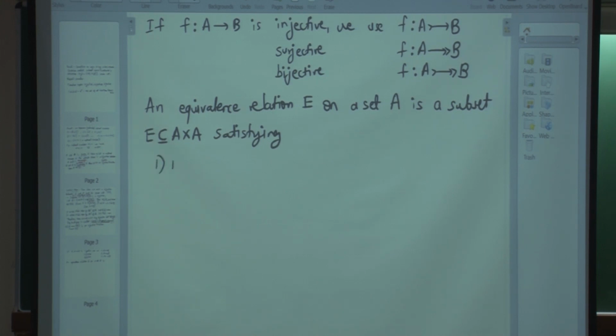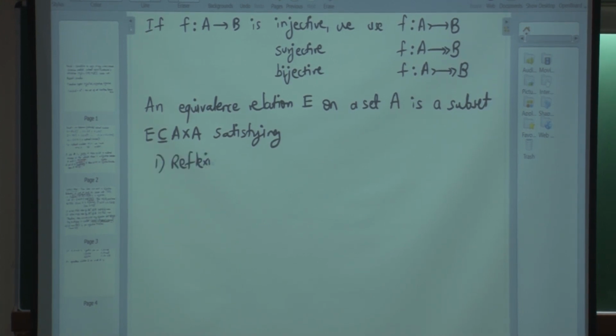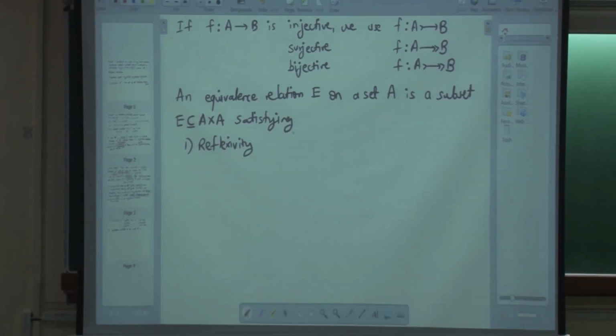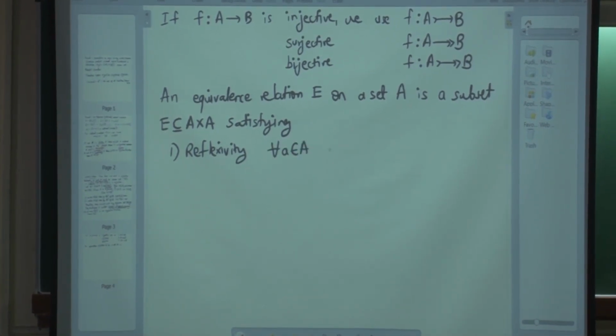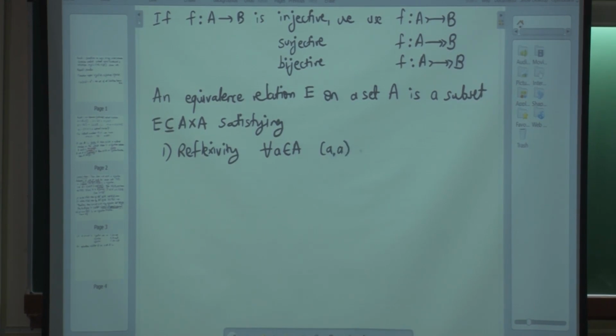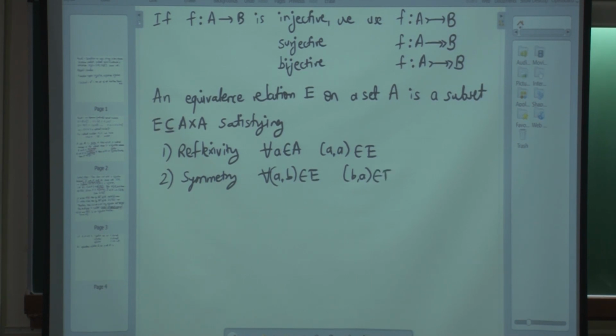Reflexivity. What does reflexivity mean? For all a in A, the pair (a, a) is in E. Okay, what is symmetry? For every (a, b) belonging to E, then (b, a) also belongs to E. I can write this as: for all (a, b) in E, (b, a) also belongs to E.